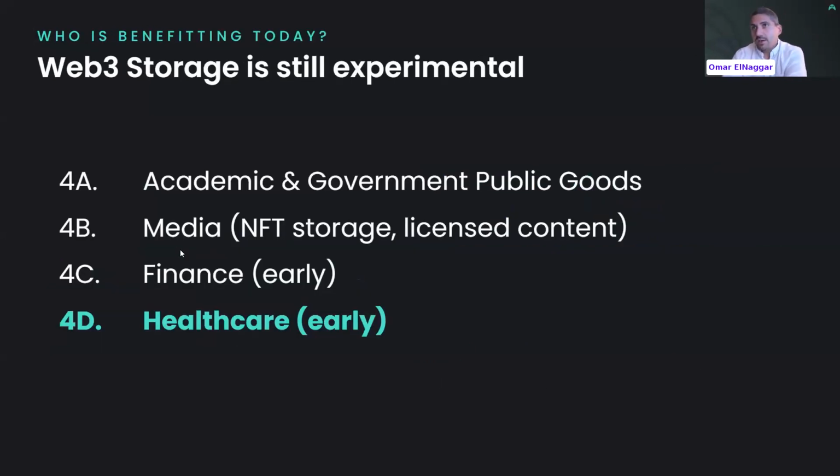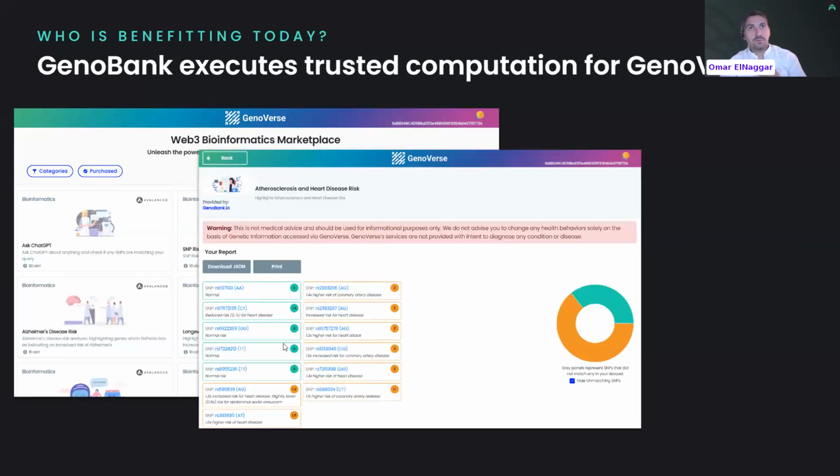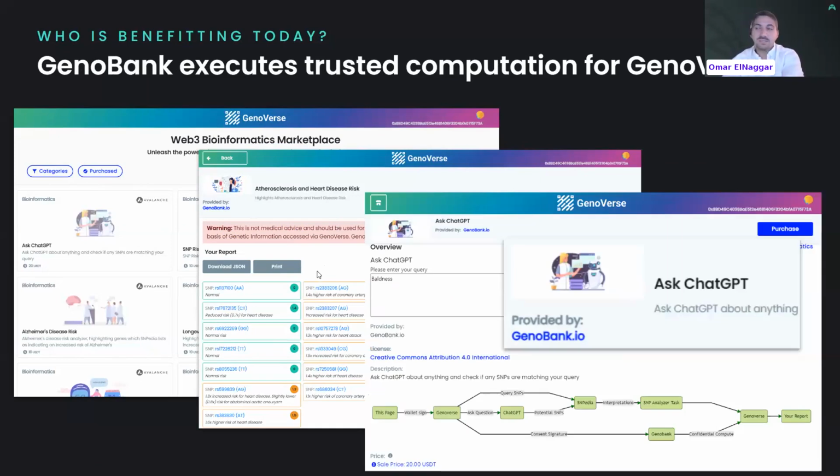The last use case I'll mention, which is particularly useful to DeSci, is healthcare. Full disclosure, I think this space is still pretty early, but we're excited about the marketplace that we built for Genobank, the Genoverse, where you can come with your bio NFT from Genobank and click on a bunch of these services and learn about yourself using confidential computing, where I can see the results of my heart disease report and nobody else can, not even Genobank. We did a lot of fun things with ChatGPT. It was all cool, but again, this is early days.